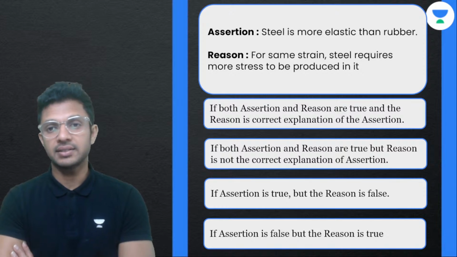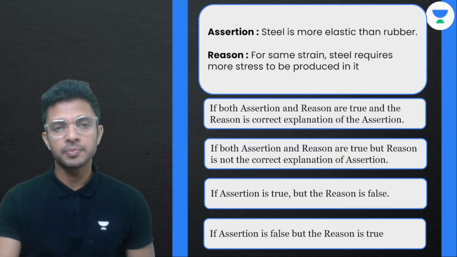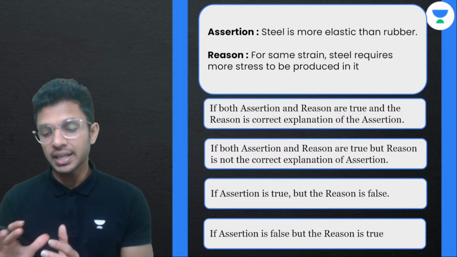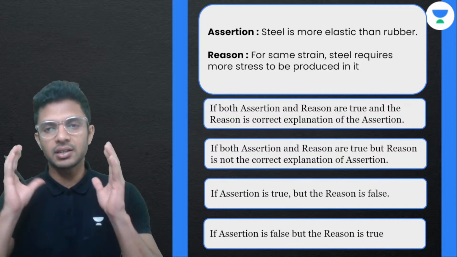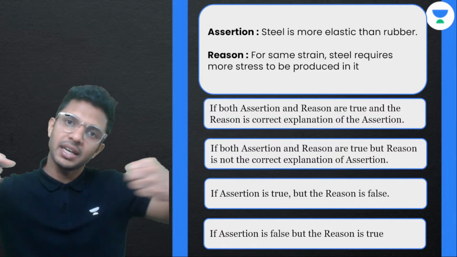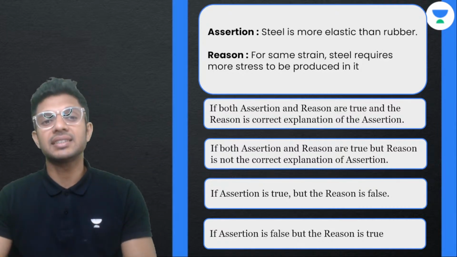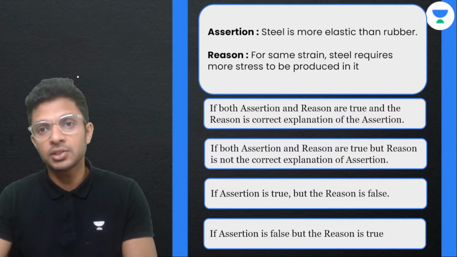Steel is more elastic than rubber. Is it a correct statement? Now, we should be removing that misconception. Whenever the term elasticity comes, it shouldn't be like that rubber wala properties, like elongating a lot. No. In physics, elasticity is not taught on the basis of that.